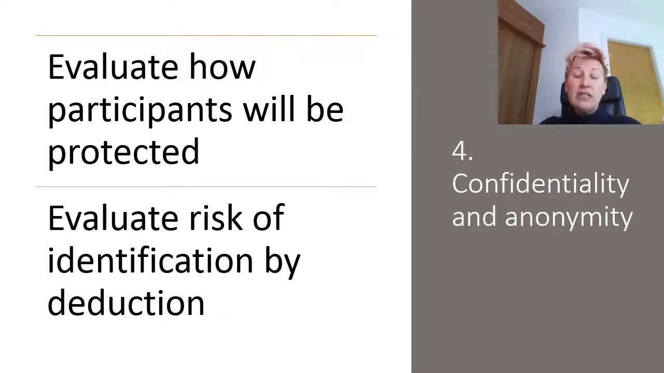The fourth area of risk to think about as you design your project is associated with confidentiality and anonymity. To minimize this risk, we have to think about how we will protect our participants' identities, make sure that they won't be named, and that their organizations won't be named or identifiable. Sometimes there's a risk of identification by deduction. If your participant population is quite a small one, then with very little information given, somebody could work out who those participants are.